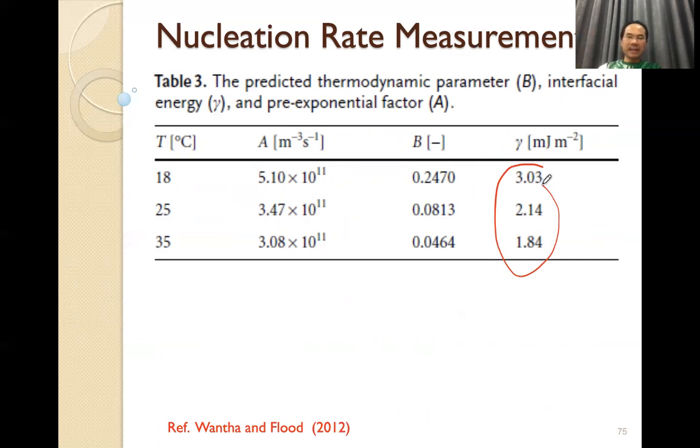Low interfacial energy indicates a higher nucleation rate. Higher nucleation means it's easy to nucleate. Yes, it's easy to nucleate.